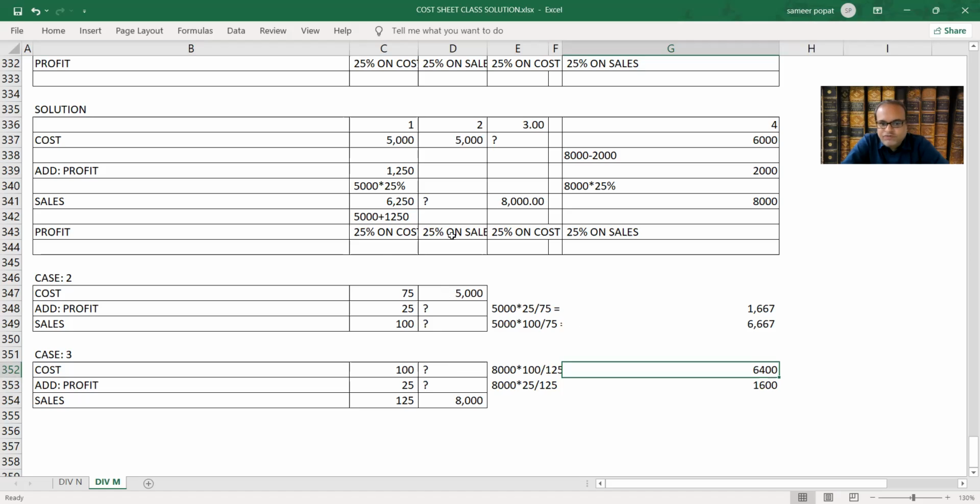So based on the profit percentage, you need to think whether we should apply the direct percentage or we need to do the reverse form. That totally depends on the situation, whether cost or sales is given and whether profit is on cost or on sales. Based on that, you need to think. Got it, everyone?